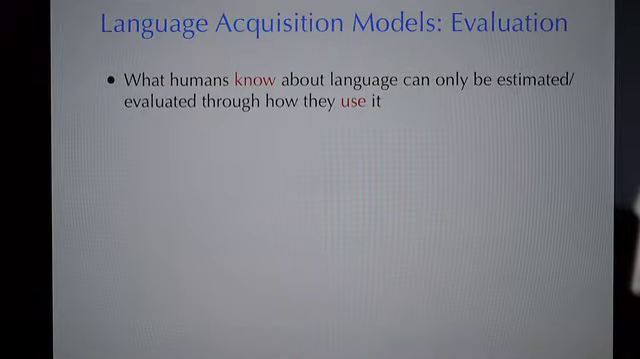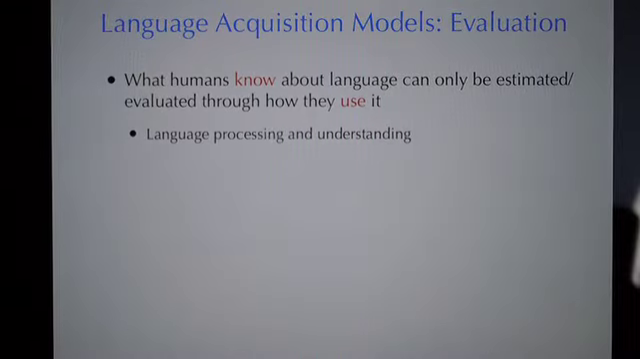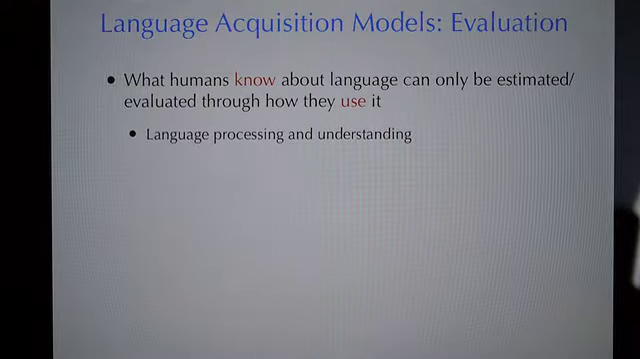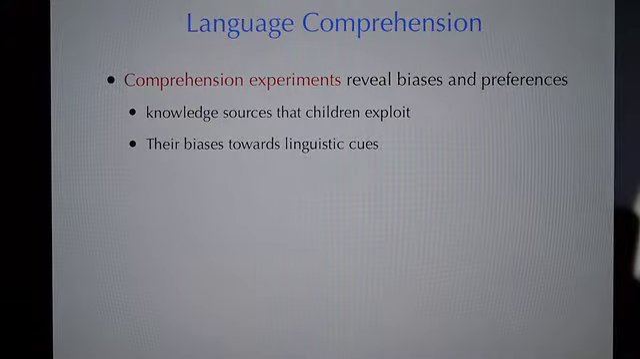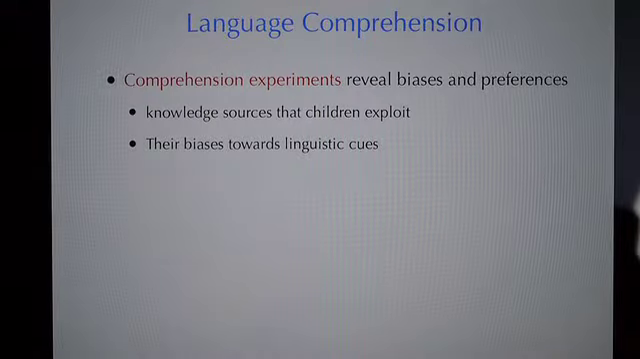Now, how do humans use their knowledge of language? Typically either through processing and understanding the language input, or by producing language, by speaking or writing. And these two are mainly our sources for comparison and for evaluating what the model does and how close it is to what humans do.